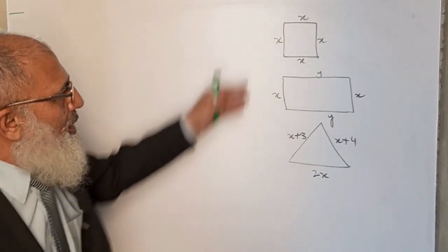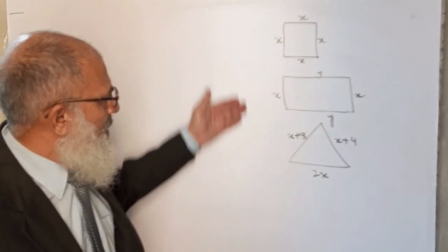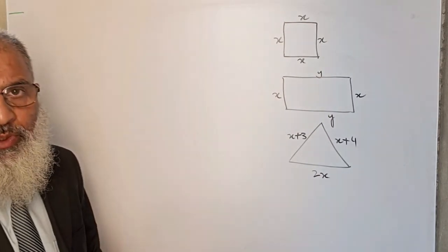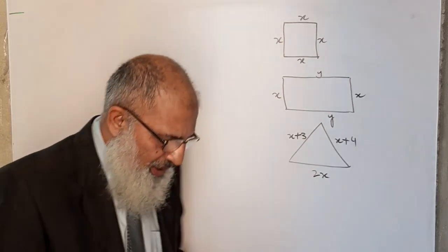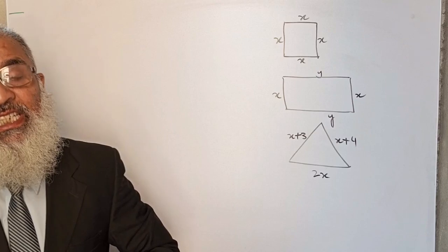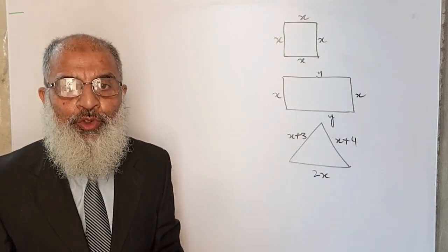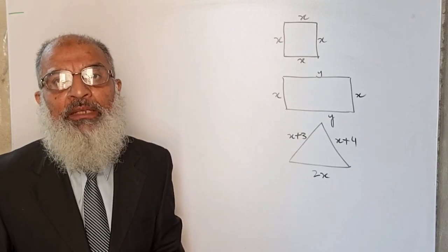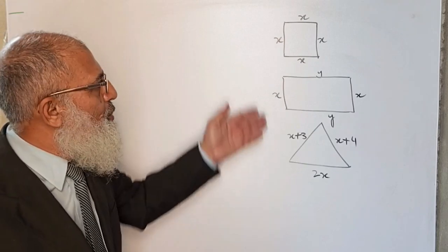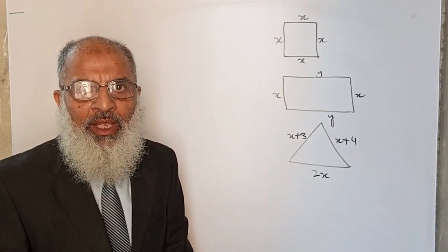Now, we have got these three shapes, or you can say these are the diagrams. Now we have to write an expression for the perimeter of each shape. Now what is the perimeter? First of all, we have to learn what the perimeter is. If you don't know the perimeter, you are unable to do what the author is asking you to do.